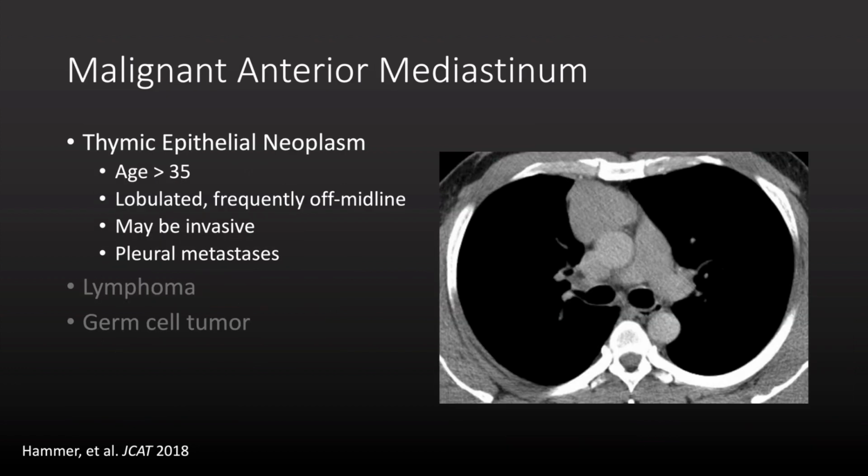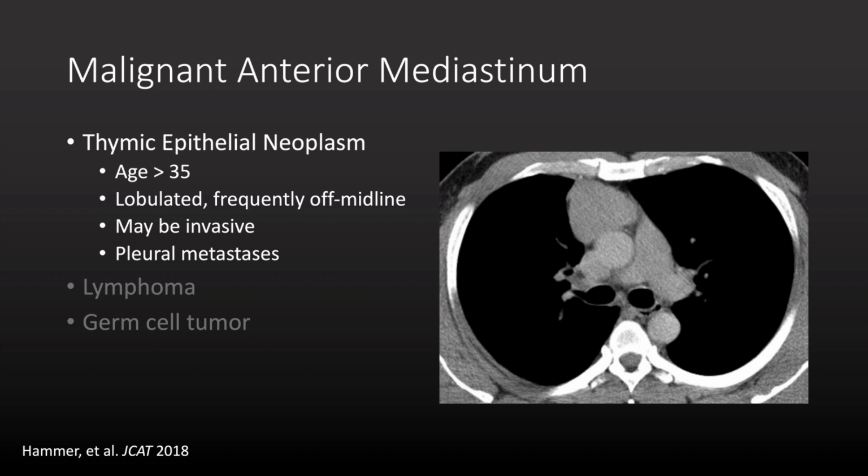So now jumping to the neoplastic lesions in the anterior mediastinum, we've got the thymic epithelial neoplasm, so that's really thymomas and thymic carcinomas. These are generally seen in older patients. So in a paper that we published, we saw it was almost exclusively seen in patients older than 35 years. These lesions tend to have lobulated margins and are frequently located off midline. In other words, they're in the anterior mediastinum, but they tend to project off of center.